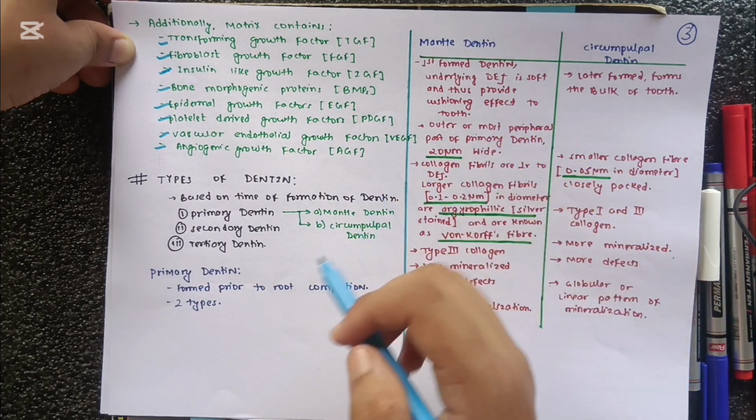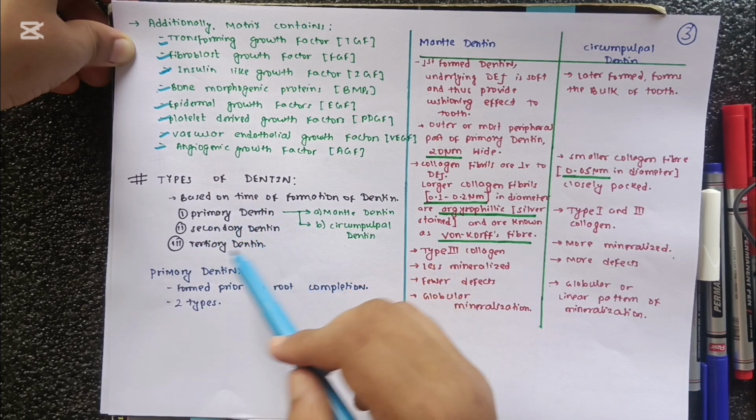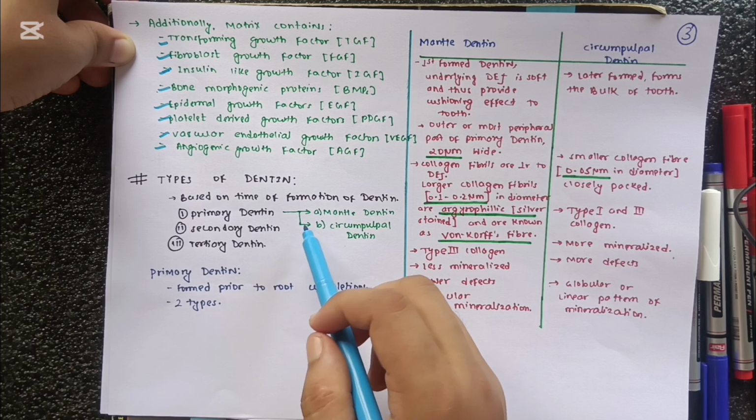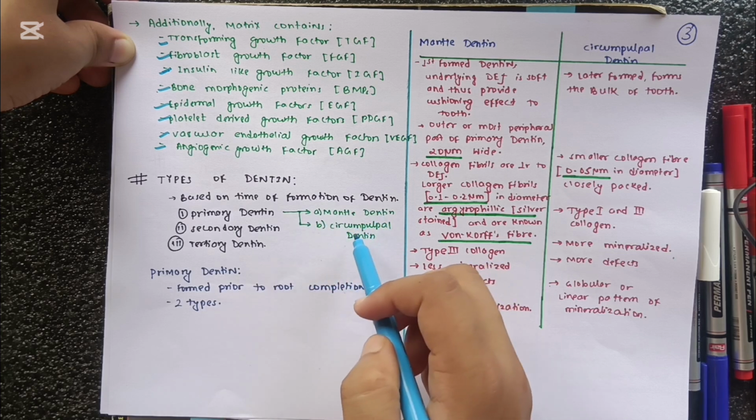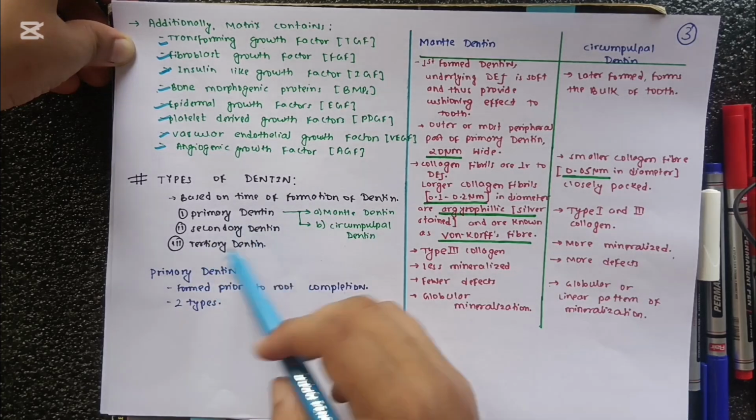For now, in this video we will just discuss primary dentin, secondary dentin and tertiary dentin. Primary dentin is further classified into mantle dentin and circumpulpal dentin, and this is based on the time of formation of the dentin. So: primary dentin, secondary dentin and tertiary dentin.